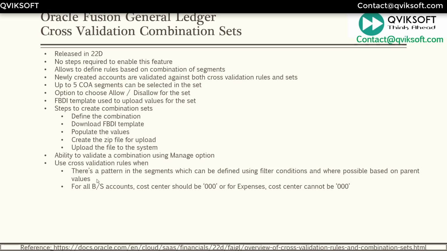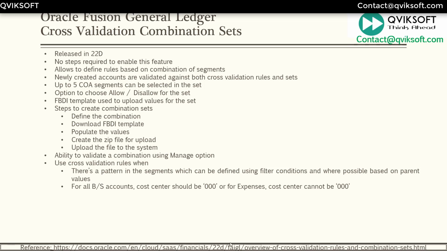Now, as I mentioned here, when there is a pattern in the segment which can be defined using filter conditions, where possible based on the parent values, we recommend parent value as a best practice. Because once you define anything at parent value, tomorrow you add more children or disable something, you don't have to make any changes in the cross validation rules.